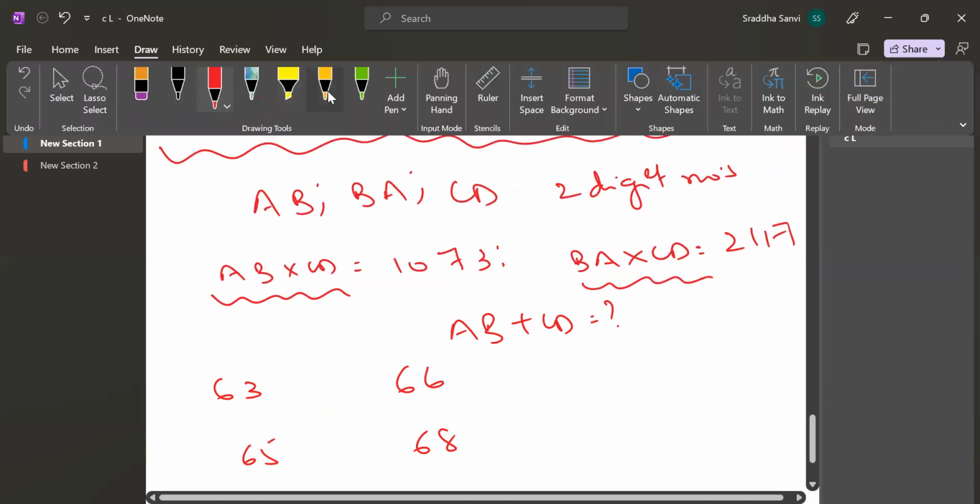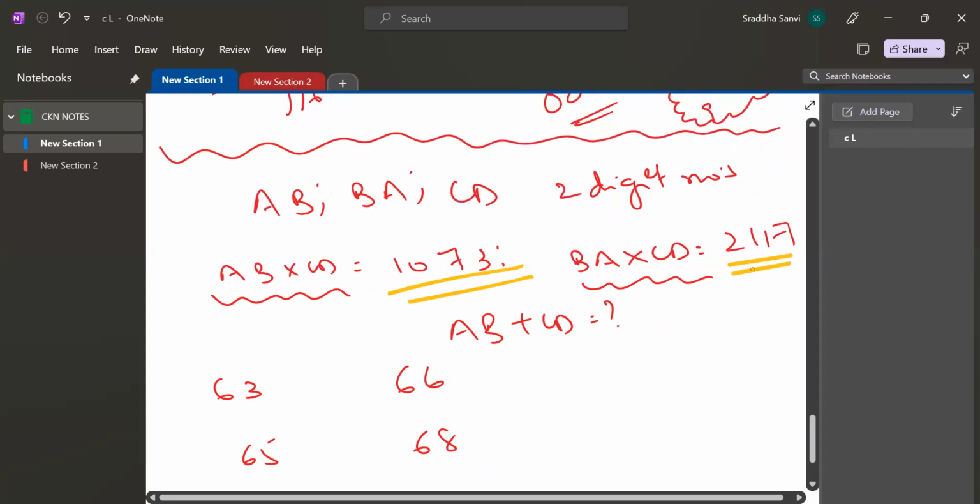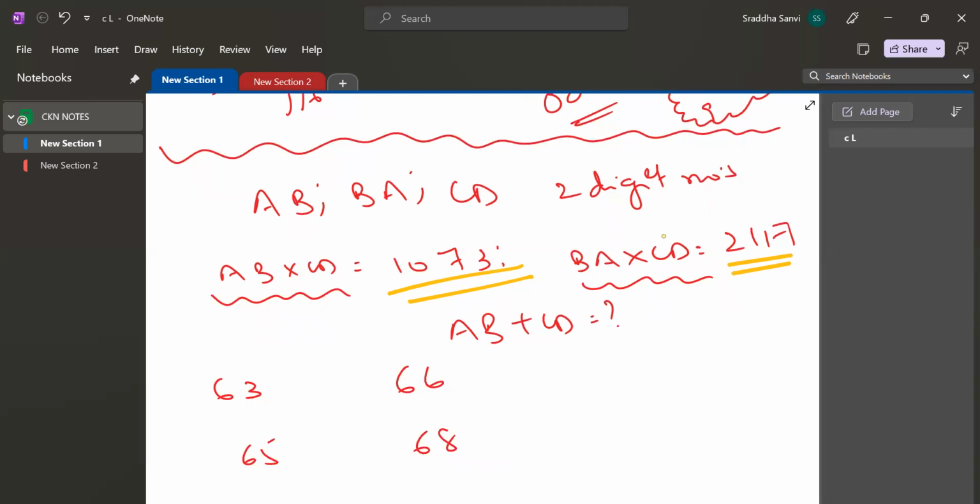In both the cases, CD is a common factor. That's why between 1073 and then 2117, I'll identify the common factors, then I'll solve the problem. A very lengthy procedure. I don't have that much time. You don't have that much time here. You need to have an alternate technique in which we can solve the problem.